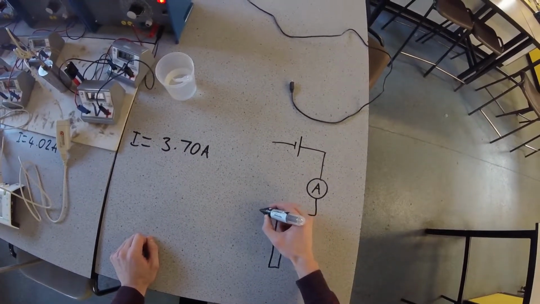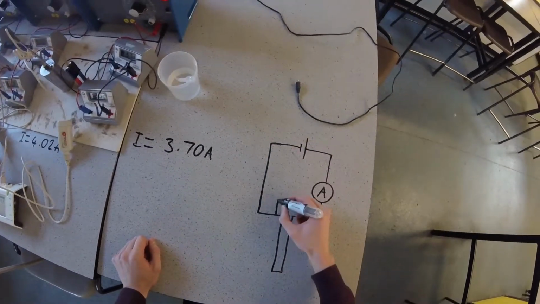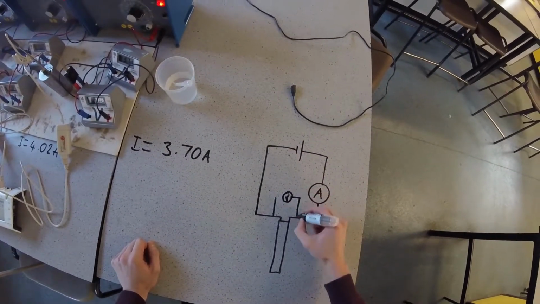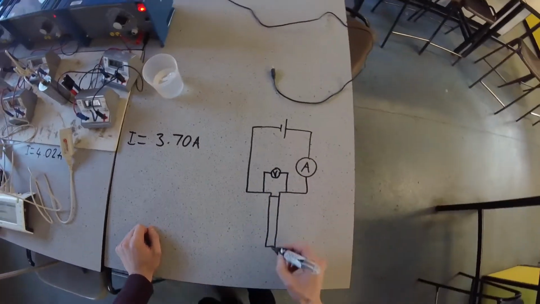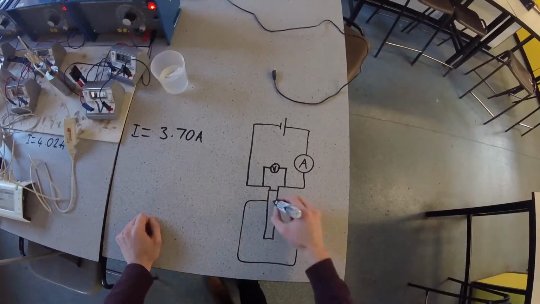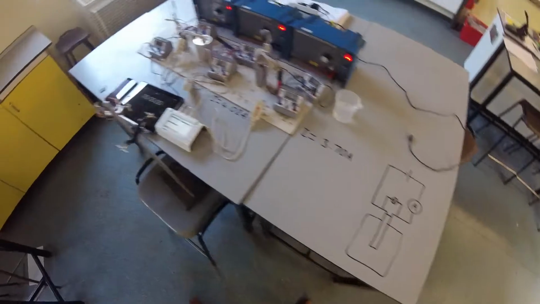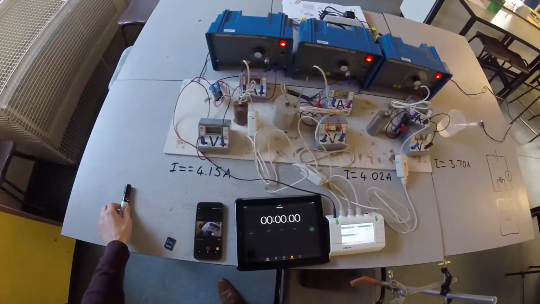I'm not entirely sure what the circuit symbol is for an immersion heater, but I'm just going to put it there. Now I'm going to put a voltmeter in parallel with it. That's not a particularly well drawn voltmeter, and then there's the block there. So it's not the best circuit diagram in the world, but it gets the point across.